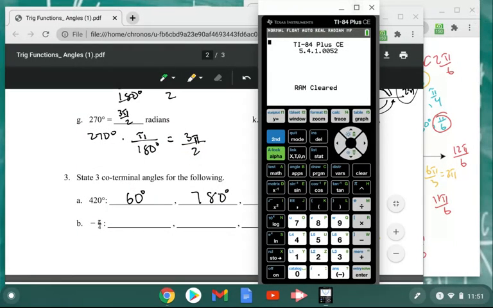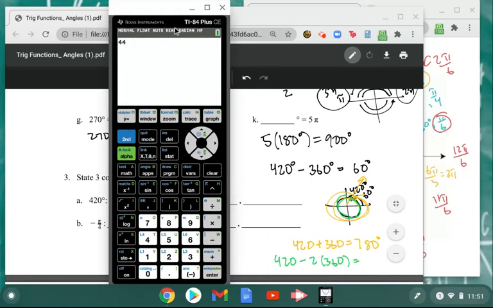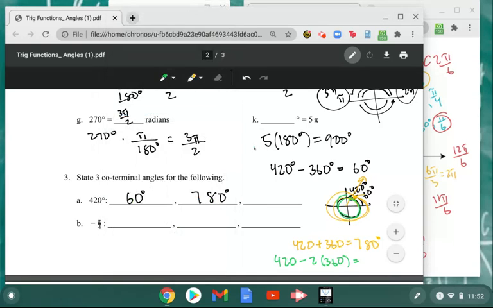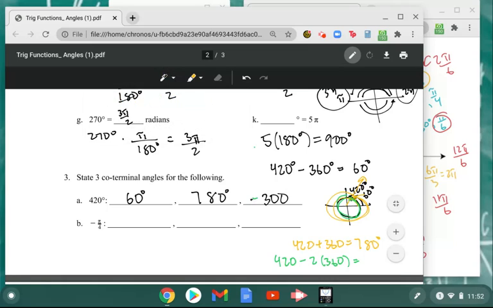So to come up with these coterminal angles, I'm just adding and subtracting rotations. Let me move this over so we can see everything. And then I want to do 420 minus 2 rotations. So 2 times 360. Infinitely many options here. So there's another one at negative 300 degrees. And those are degrees.